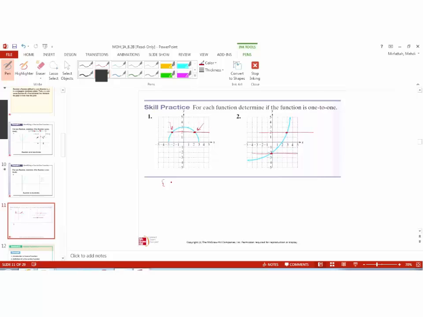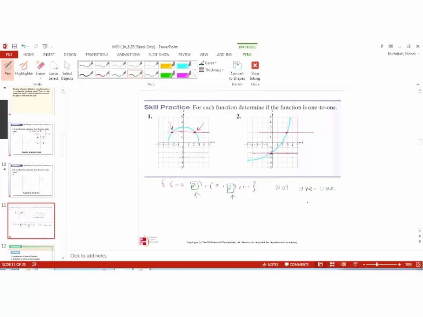Again, if I look at the points, like at x equal to -2, and also x equal to 2, the value of y repeats itself, which is 4. So as soon as you detect that the value of y repeats itself, it means it's not a one-to-one function.